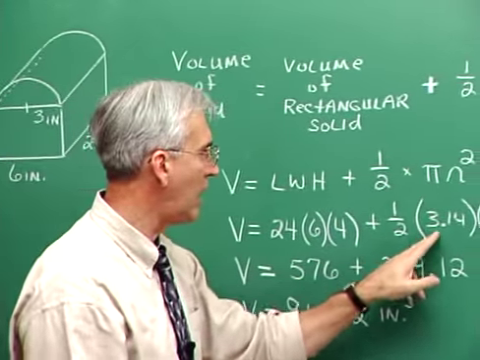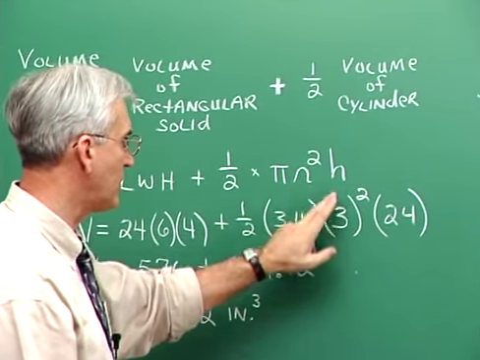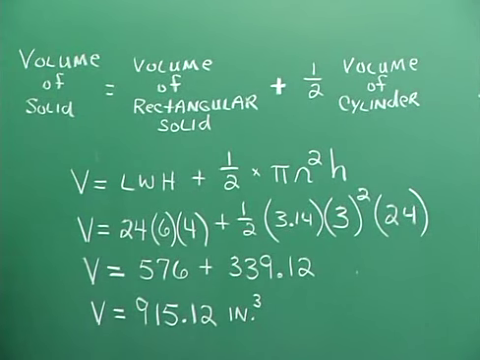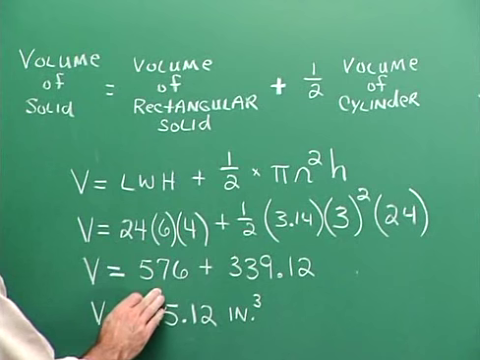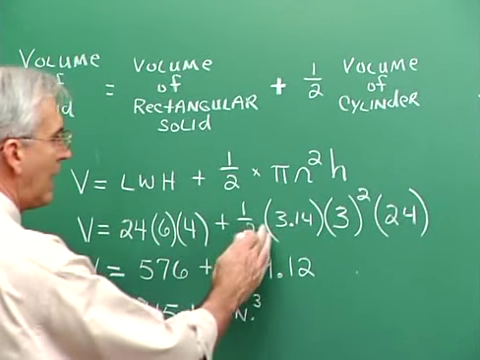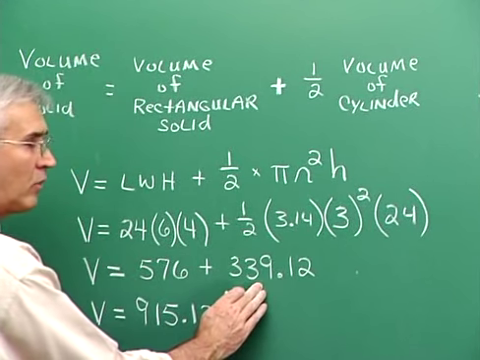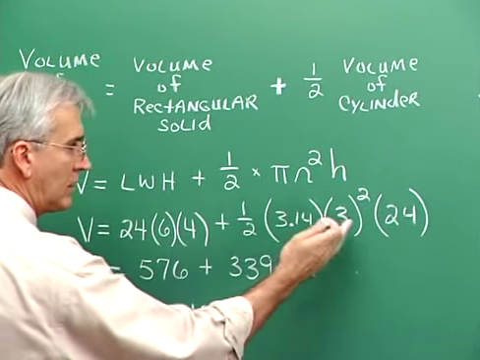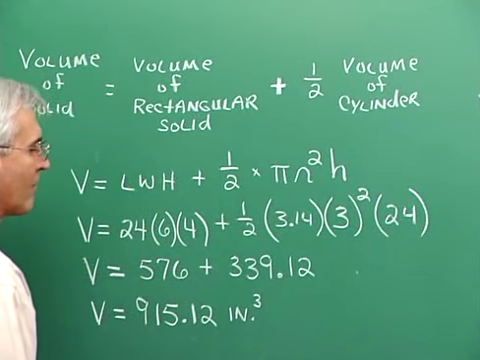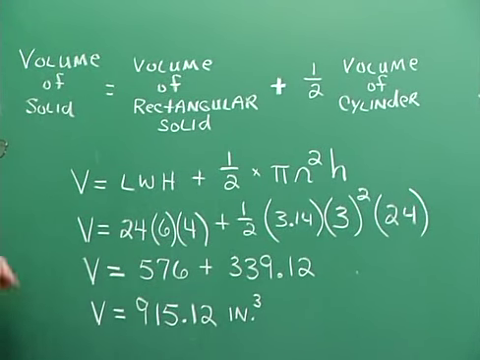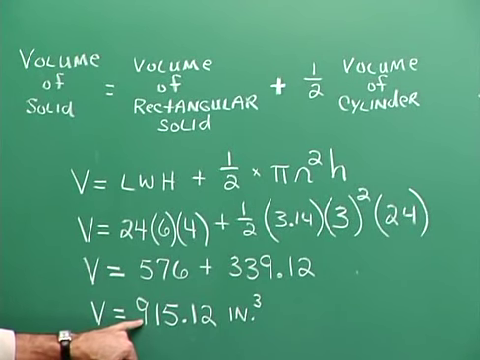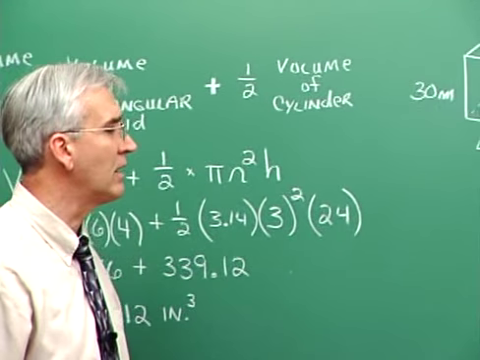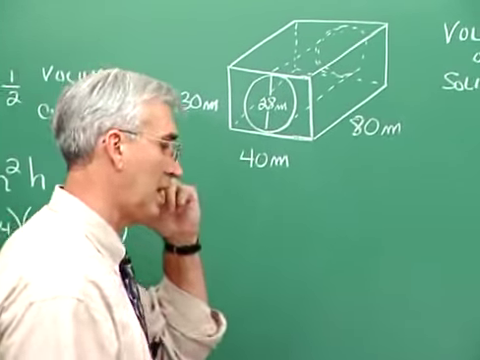So over here, filling in, pi is 3.14, the radius is 3, and the height of the cylinder is 24. And now it's just a calculator punch from here. So 24 times 6 times 4 turns out to be 576. And this product turns out to be 339.12. Don't forget that the 3 has to be squared before multiplying times these other items over here. All right, then adding these two together, we find the total volume of the figure to be 915.12 cubic inches.